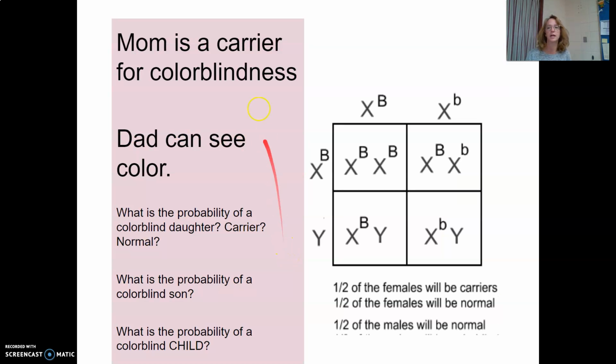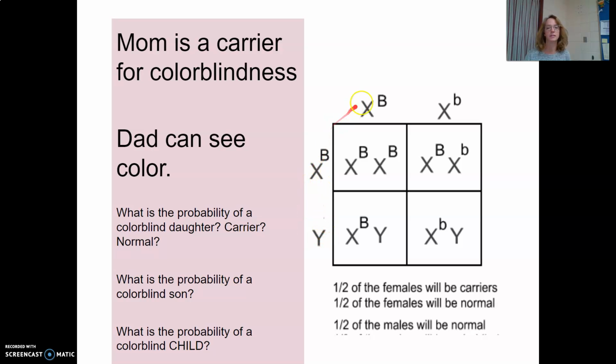All right, so let's just try it. Here's an example. If mom is a carrier for color blindness, first write down mom's sex chromosomes. Girls are XX. I told you she was a carrier, so you get one big and one little. Dad can see color. He only has one X. If he can see color, the dominant trait is healthy. So give him dominant. And then his other chromosome is Y.